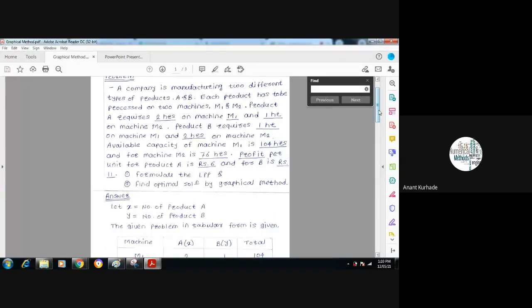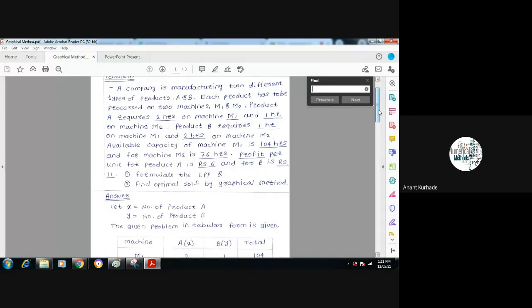Again, what is given? Available capacity of machine M1, or you can say maximum hours of machine M1, is 104 hours, and for machine M2 it is 76 hours. So what are this 104 and 76? These are nothing but the limitations.